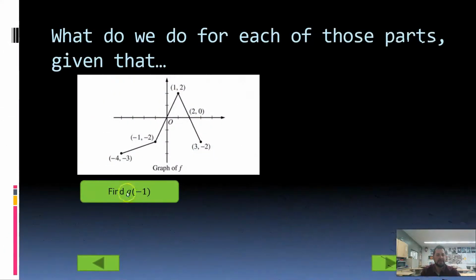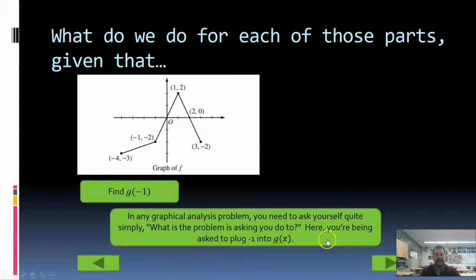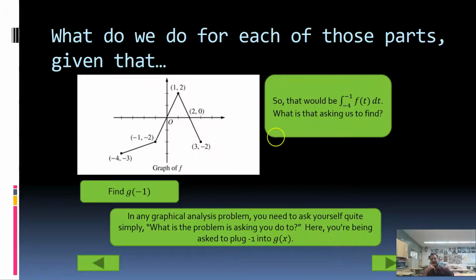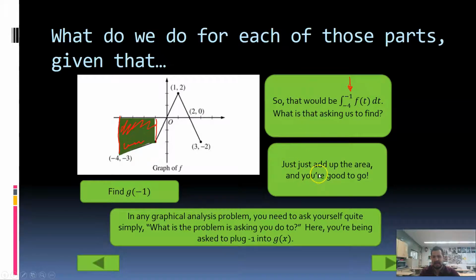So now that we know that, we need to find g of -1. Now you have to realize what that's telling you to do. All that's saying here is take -1 and put it into g of x. So when I do that, I remember the x was right here for that -1. I put that in for x, and I get the integral from -4 to -1 of f of t dt. Well, what that's asking us to find is the integral from -4 to -1. It wants to know the area of that shape. There it is shaded in right there. You just find that area, you're good to go.